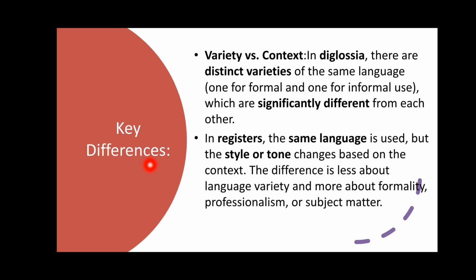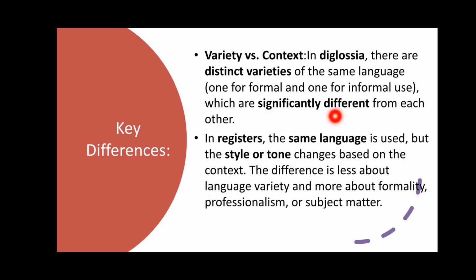Now, key differences. Variety versus context. In diglossia, there are distinct varieties of the same language, one for formal and one for informal use. We learned this, which are significantly different from each other, right? Sometimes not understandable. In register, the same language is used, but the style or tone changes based on the context.